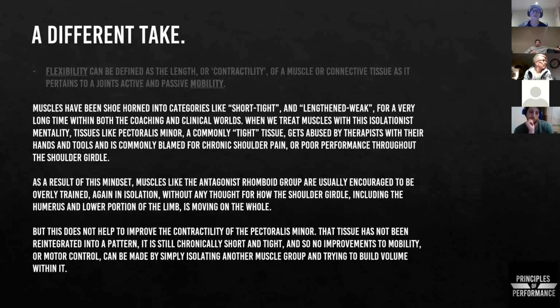So when we talk about just smashing the pec minor and then stretching out the pec minor and then strengthening the antagonist rhomboids, this does not help to improve the contractility of that pec minor. That tissue has not been reintegrated into a pattern. It is still chronically short and tight. And so no improvements to mobility or motor control can be made by simply isolating another muscle group and trying to build volume within it. That's not how the body works.